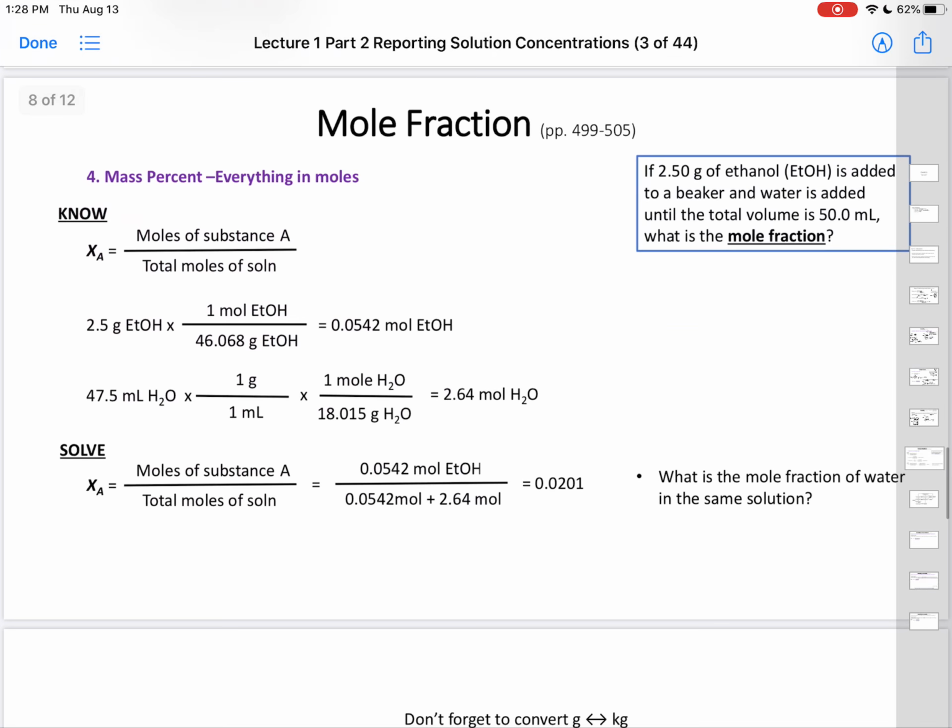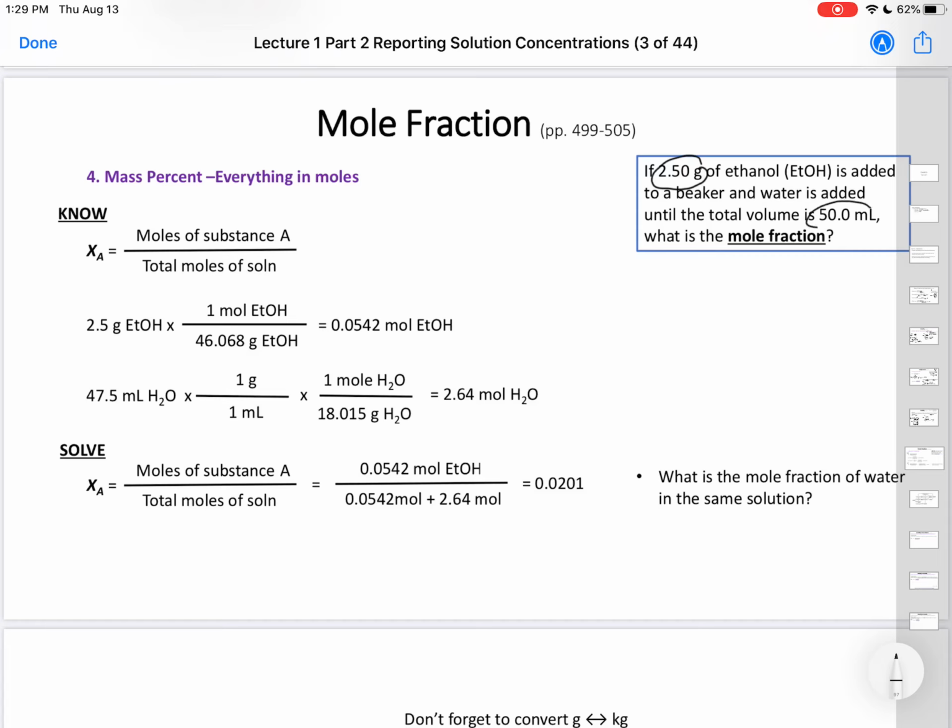Mole fraction. Mole fraction is the last kind of concentration expression we're going to cover, and mole fraction is where everything is in moles, okay? So really, you just convert everything to moles. So if you have 2.5 grams of ethanol, what do you know? You need to know the moles of ethanol, and you need to know the total molar amount.